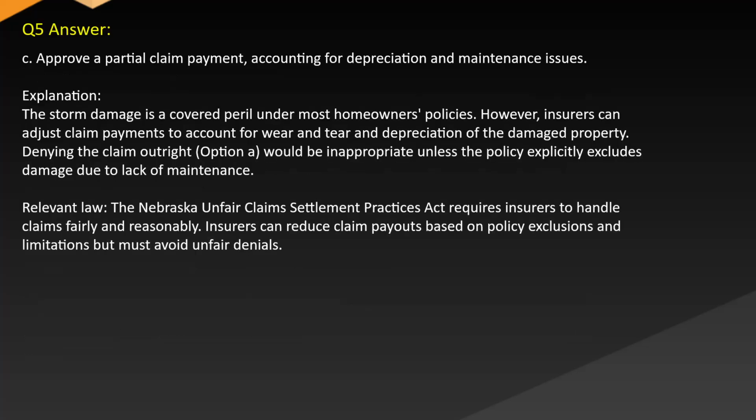Answer: C. Approve a partial claim payment accounting for depreciation and maintenance issues. Explanation: The storm damage is a covered peril under most homeowners policies. However, insurers can adjust claim payments to account for wear and tear and depreciation of the damaged property. Denying the claim outright, option A, would be inappropriate unless the policy explicitly excludes damage due to lack of maintenance.